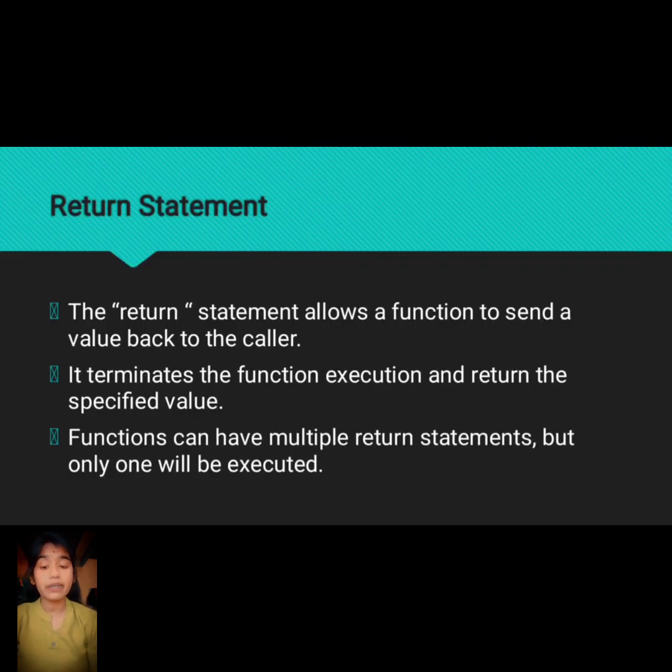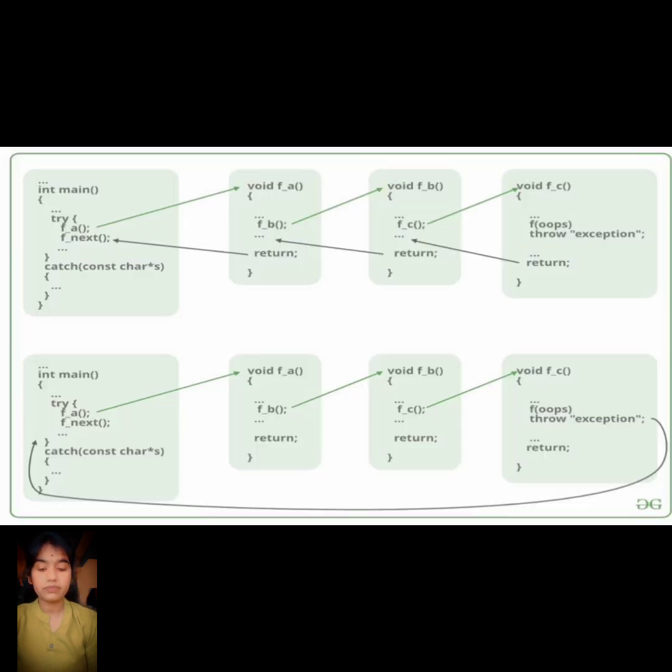Return statement. The return statement allows a function to send a value back to the caller. It terminates the function execution and returns the specific value. Functions can have multiple return statements but only one will be executed. Here the example.